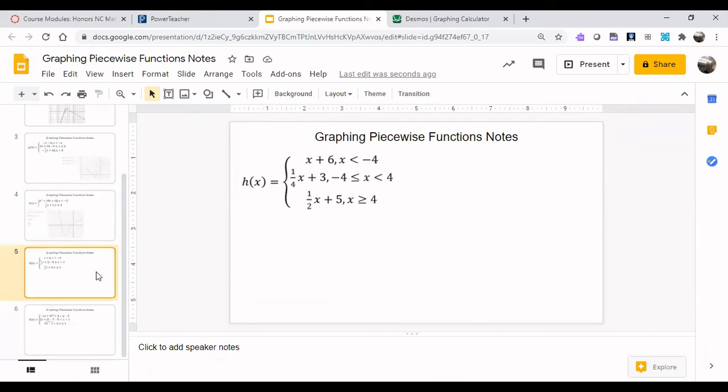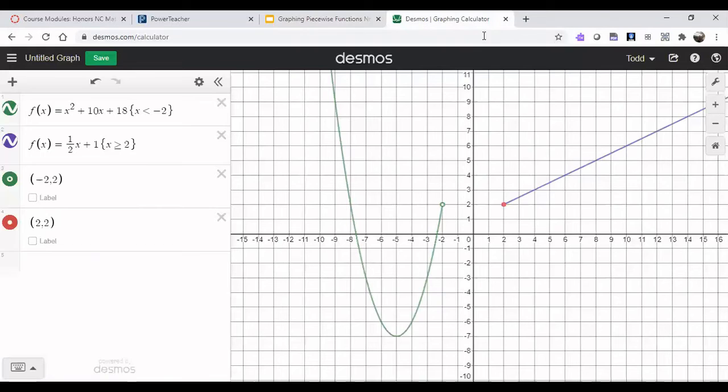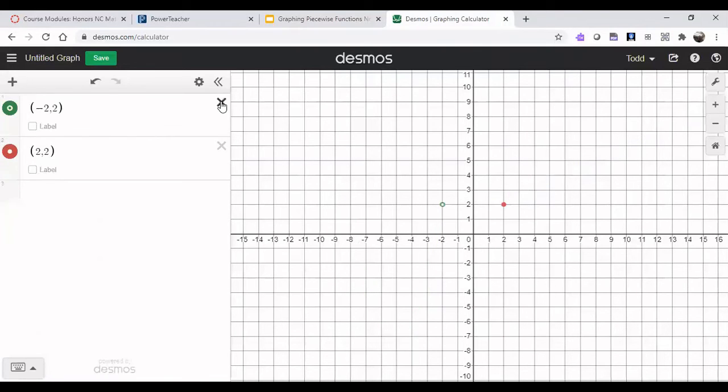Just a couple more real quick. These are all linear. Let's see what goes on. So it is x plus 6 when x is less than -4. It's 1/4 x plus 3 from -4 less than or equal to x less than 4, and 1/2 x plus 5 when x is greater than or equal to 4. So get rid of all that.